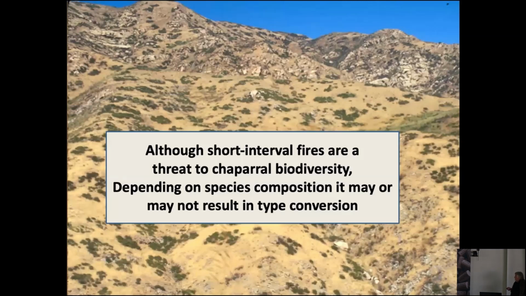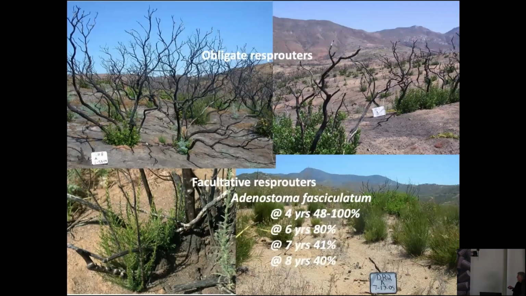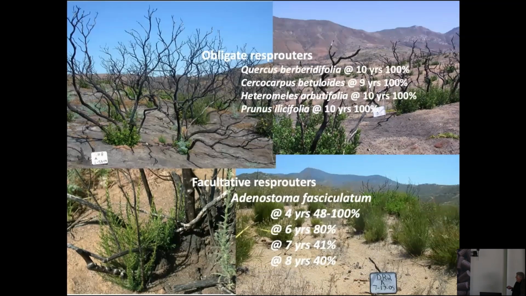Now, lastly, I might just point out, although short interval fires are a threat to biodiversity in chaparral, whether or not it leads to type conversion depends on the composition. For example, I haven't said much about the resprouting shrubs, but with the resprouting shrubs, we found pretty good return through resprouting at relatively young ages. These are different obligate resprouters here in stands 9 to 10 years of age. We get 100% resprouted. So in other words, if you have a stand dominated by resprouters, short interval fires do not necessarily lead to type conversion.